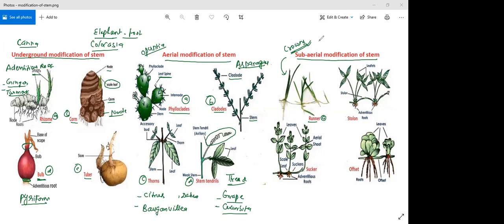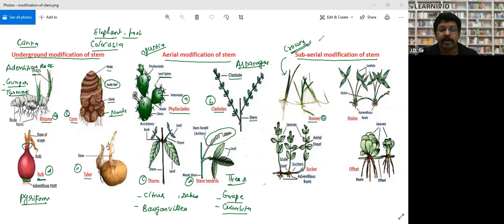Next, they spread in different directions, and ultimately the crown bears advantageous roots.